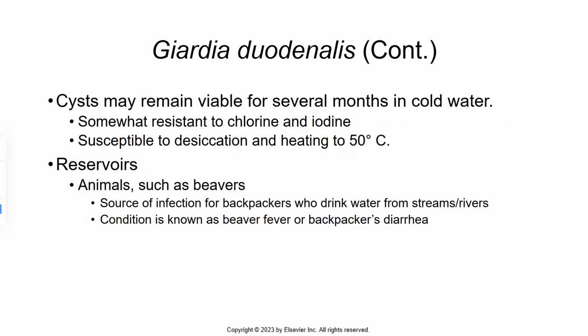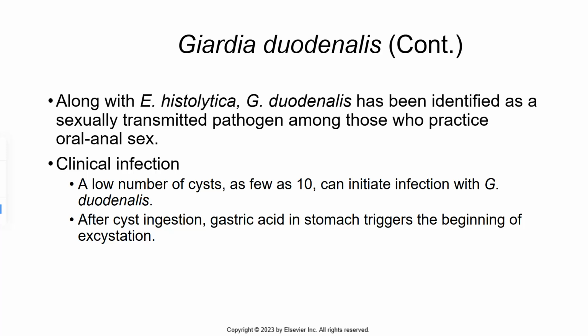Cysts may remain viable for several months in cold water, are somewhat resistant to chlorine and iodine, and are susceptible to desiccation and heating to 50 degrees Celsius. Reservoirs: animals such as beavers, the source of infection for backpackers who drink from streams. The condition is known as beaver fever or backpackers' diarrhea. Along with E. histolytica, G. duodenalis has been identified as a sexually transmitted pathogen among those who practice oral-anal sex.